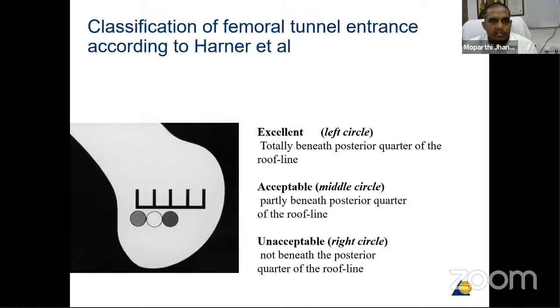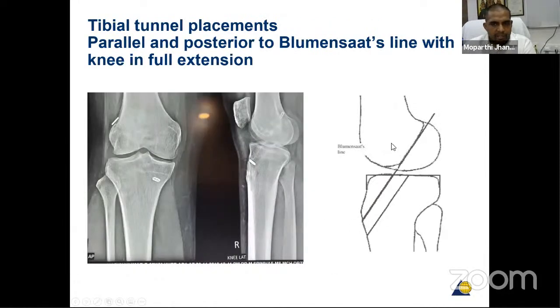Classification of femoral tunnel entrance according to Hoenig et al. If our primary ACL reconstruction is posterior and inferior, in the left gray circle you can see, your results will be excellent. If it is in the white zone, it can be acceptable, that is partly beneath the posterior quarter of the roof line. Whereas if it is in the dark zone, it's not acceptable. The chances of failure, stiffness and attrition of the graft will be more in this. Here also, in the lateral view, it should fall posteriorly on Blumensaat's line.